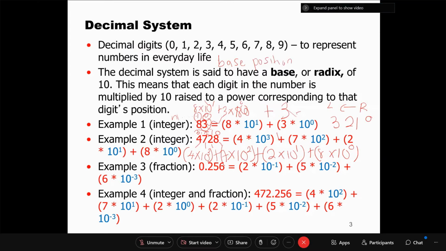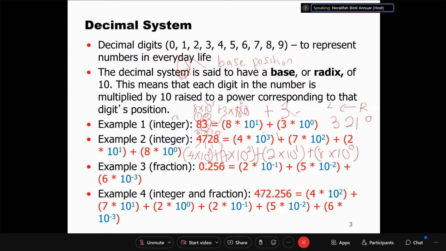Okay, left to right. The others are the same. Now there's a different example, with a fraction here. Example with a fraction. If there is a fraction, how do you calculate? If there is a fraction, you have to divide. Just now you multiplied. If there is a fraction, you have to divide. So given 0.256, you have to represent it in decimal form.